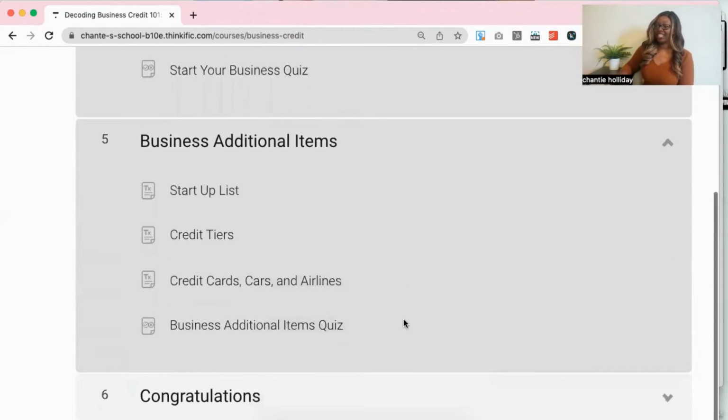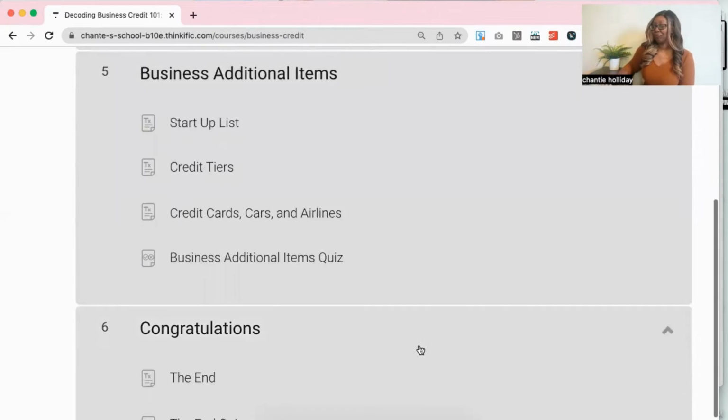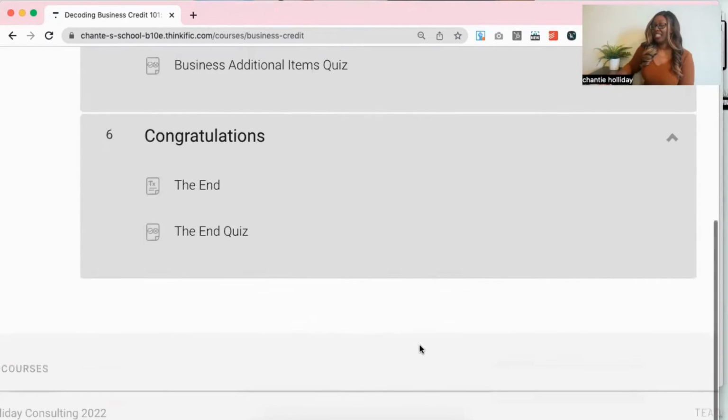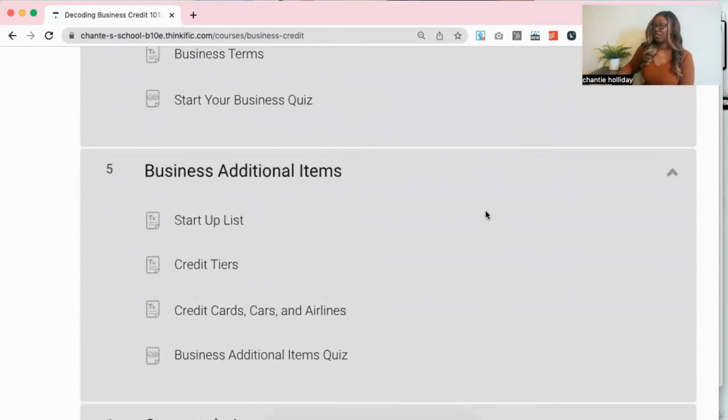And next, it's going to be your business additional items. So you're going to have your startup list, your credit tiers, your credit cards, cars, and airlines, and a quiz to make sure that once again, all your students are awake for you and retaining the information. And last is going to be the congratulations module, okay?